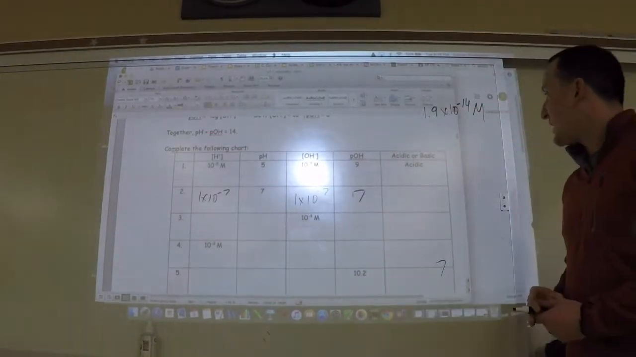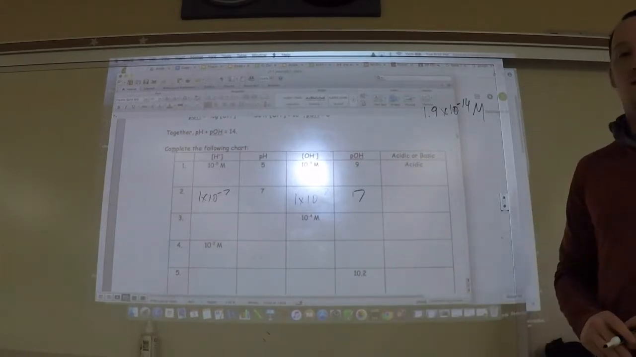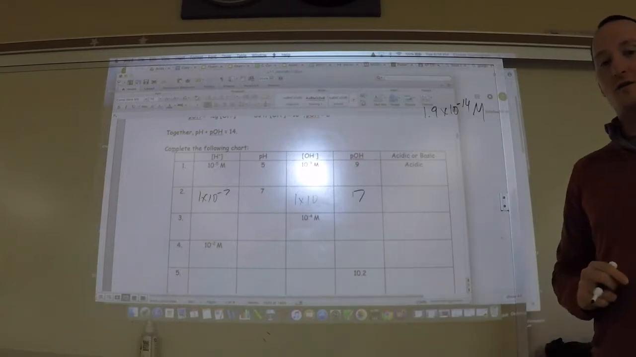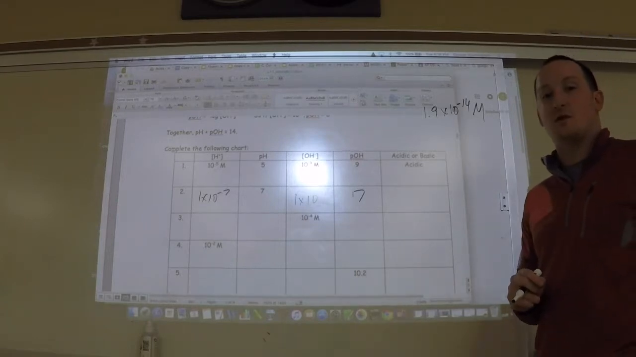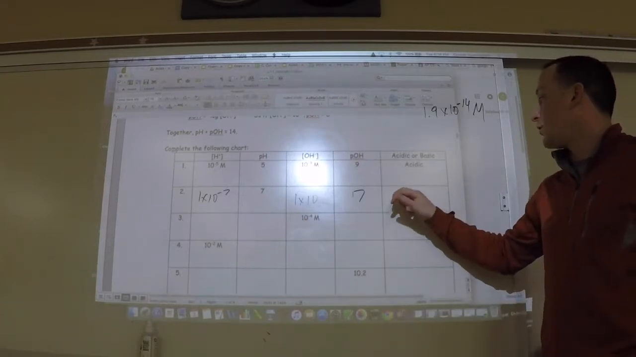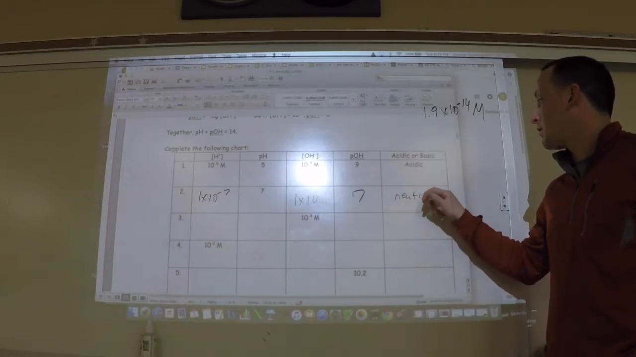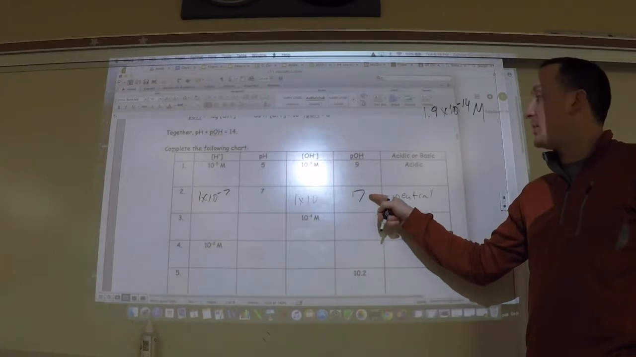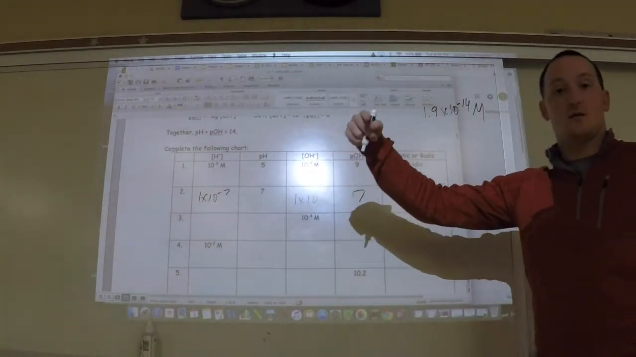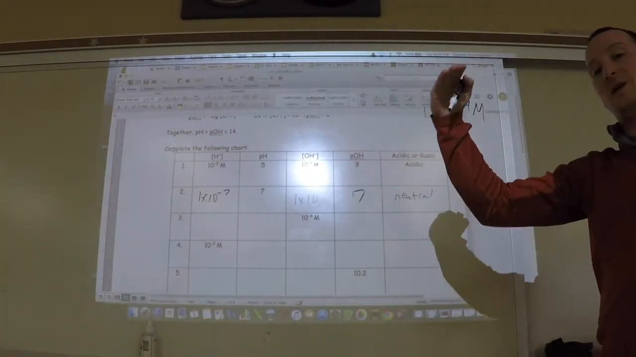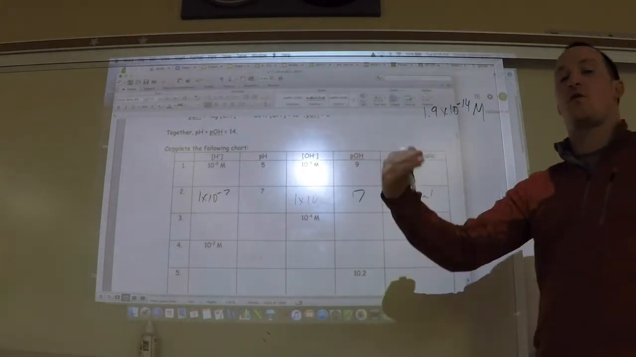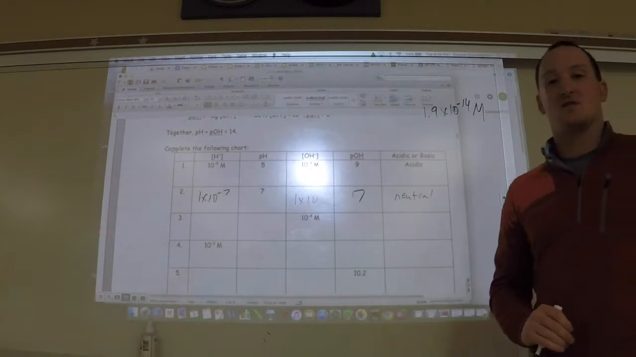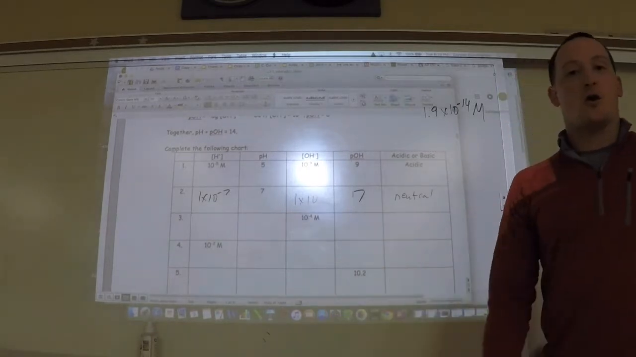But then I have to say, is it acidic or basic? Well, this actually is the very rare occurrence in which this substance is going to be neutral. And that's because for a pH of 7, in order for it to be acidic, it has to be below 7. In order for it to be basic, it has to be above. Because it is right on 7, we say that that substance is neutral. And that's how you do all of those problems.